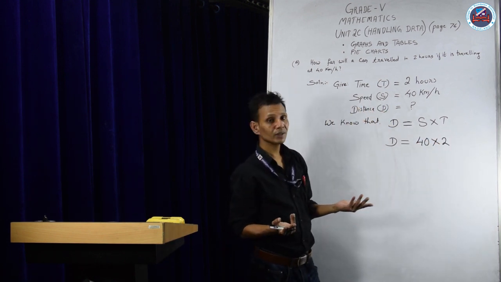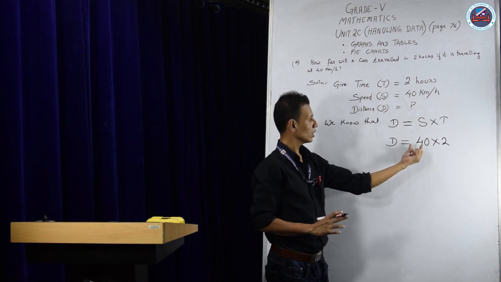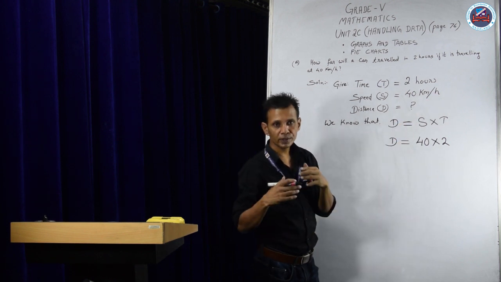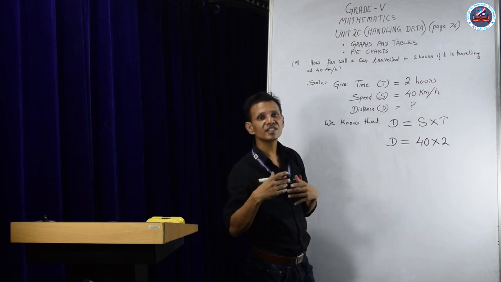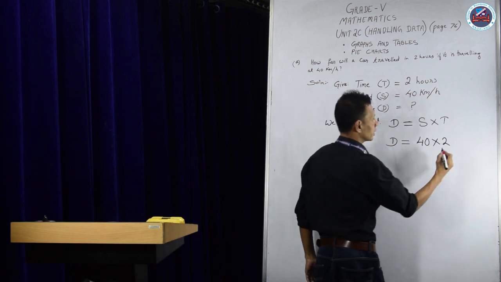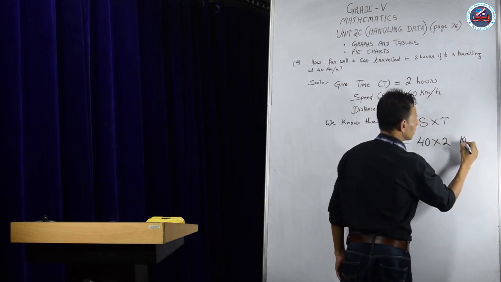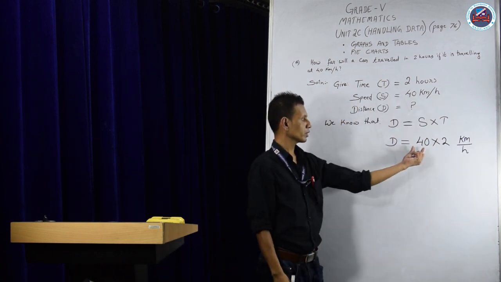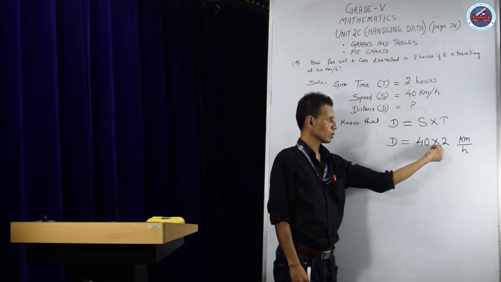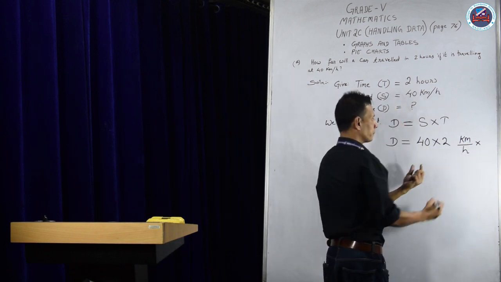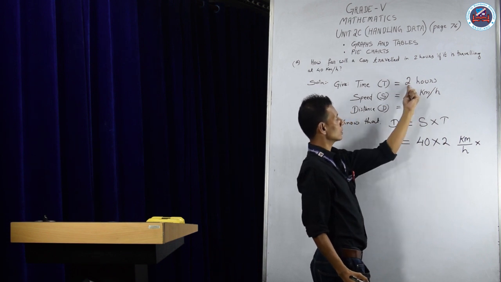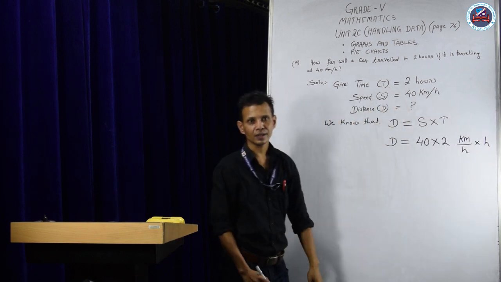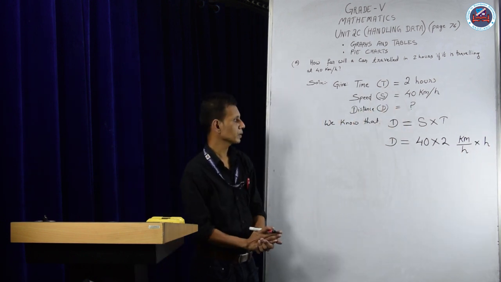So where will the unit go? The unit also will be worked out. First is 40, and the unit we have is kilometer per hour. Kilometer per hour means kilometer divided by hour. Can I write it like this? Kilometer divided by hour. Yes, 40 is done. Next, the multiply sign. Next, 2. 2 is what? T, short form for time, is H, right? You see that?